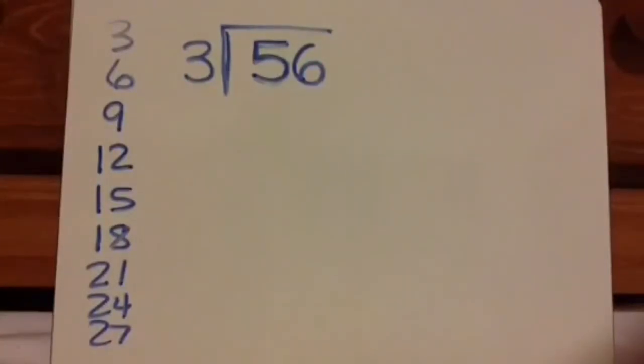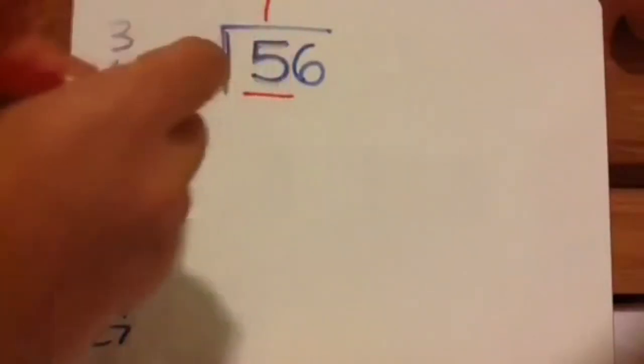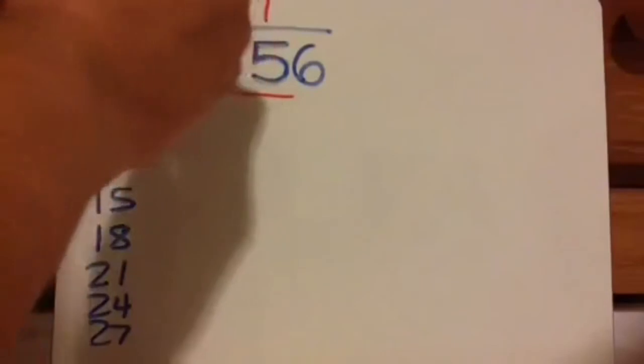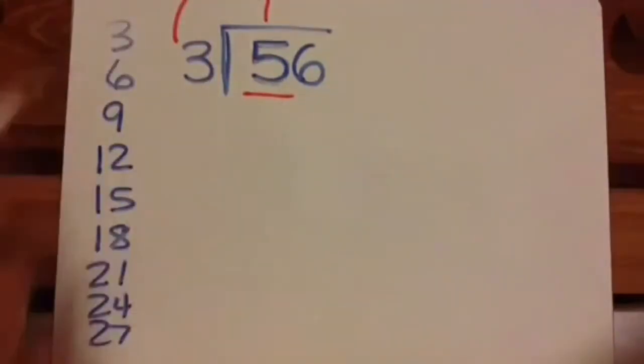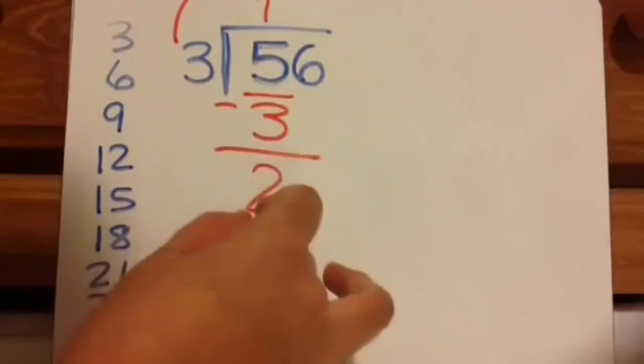Okay, let's look at this. 56 divided by 3. So don't do 3 goes into 56 how many times? Do just 3 goes into 5. So 3 goes into 5 one time. So there's my division, my multiplication. 3 times 1, and sometimes I tell students to do this to help them remember. 3 times 1 is 3. 5 minus 3 is 2.